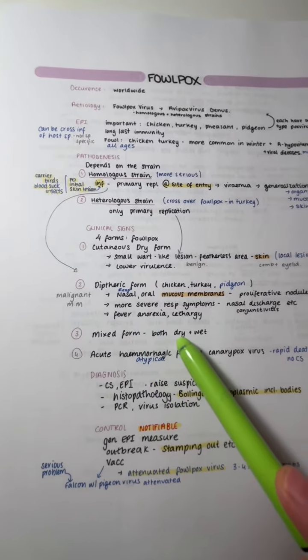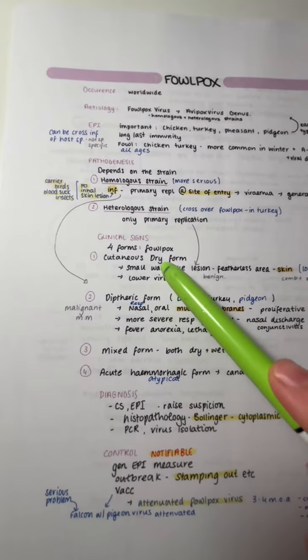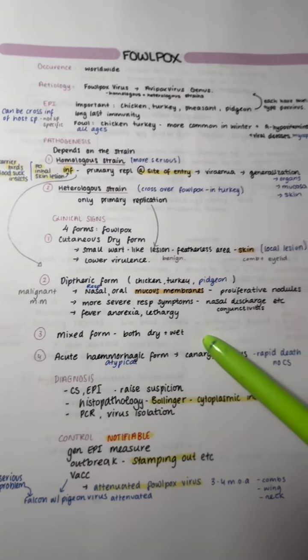It's both dry and wet. The diphtheric form is known as the wet form, and the cutaneous dry form is known as the dry form. And the mixed form is a bit of both.